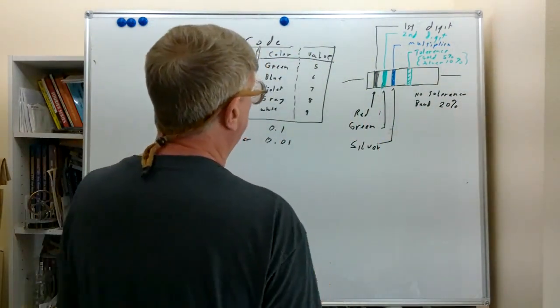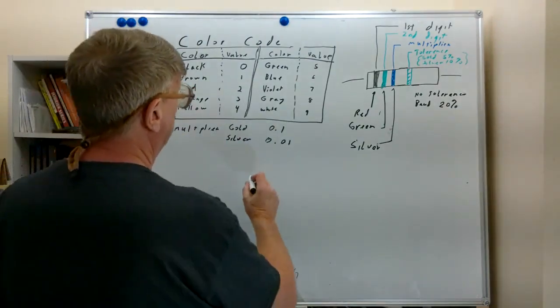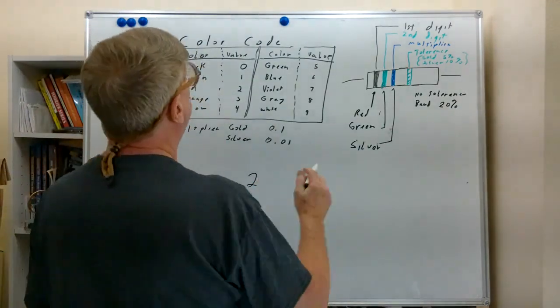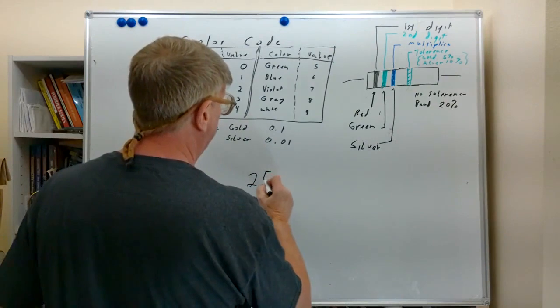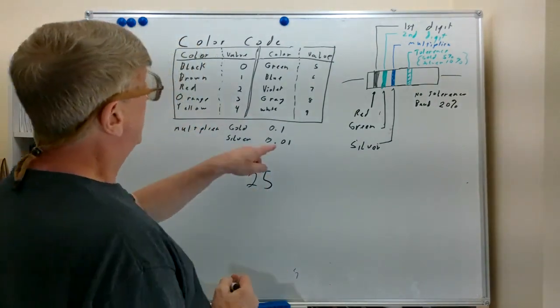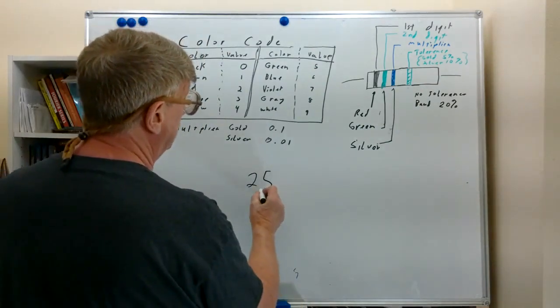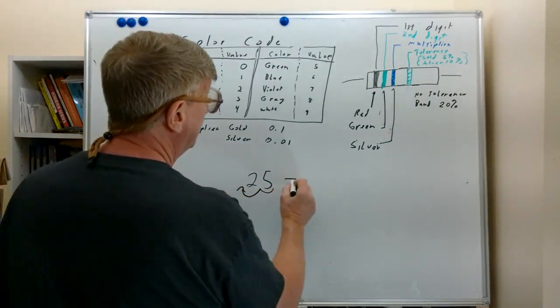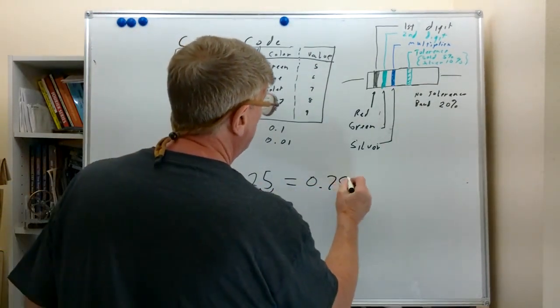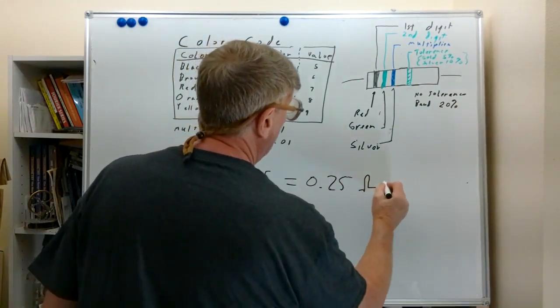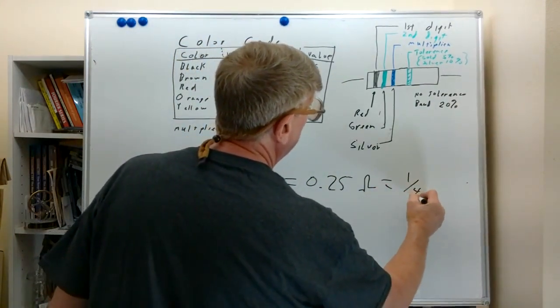Say we have the red, green, silver. We'll look at the red, that's 2. The green, that's 5. So we got 2, 5 for our 2 digits. Silver is a multiplier of 100th, 10 to the minus 2, so we move the decimal place 2 this way. So this equals 0.25 ohms, or it could be said 1/4 of an ohm.